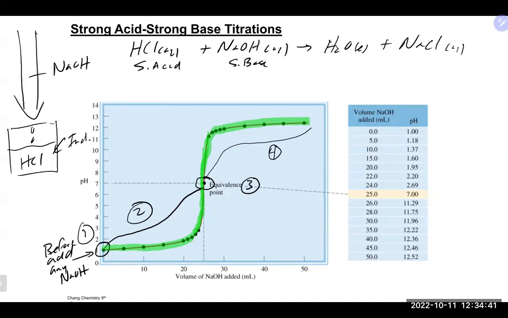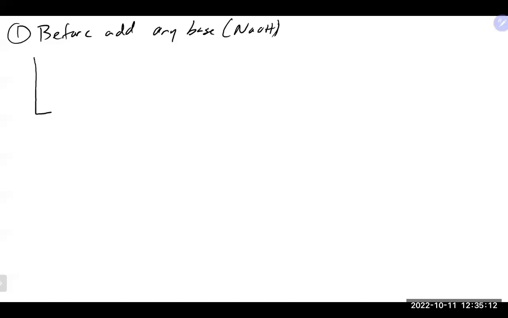We're just going to use some basic numbers. I'm just going to make up some easy numbers like 2s and 4s and 6s, so for future reference, that's where those numbers are coming from. So we'll start with the first part, before we add any base, or in this case specifically sodium hydroxide. The only thing we have floating around in this beaker would be our HCl, which is H plus and Cl minus.